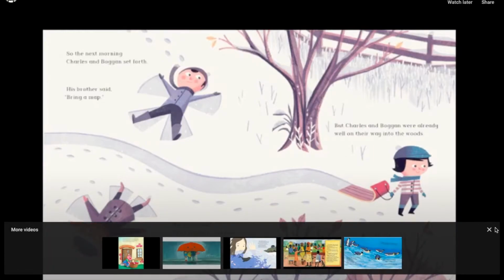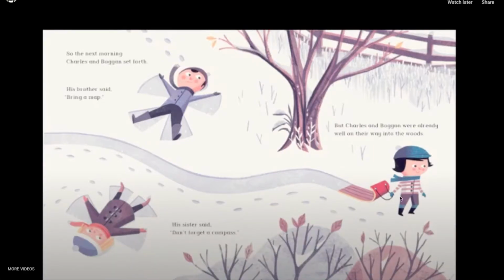Now, if you look, this is Charles, and Boggin is his sled. And boggin, like a toboggan, is another name that some people use for a certain type of sled. So that's why he calls his sled Boggin.